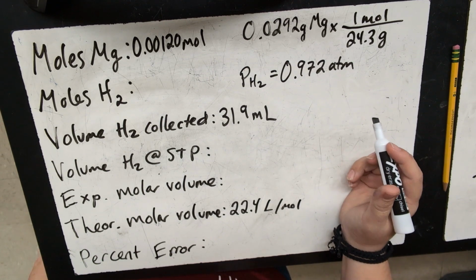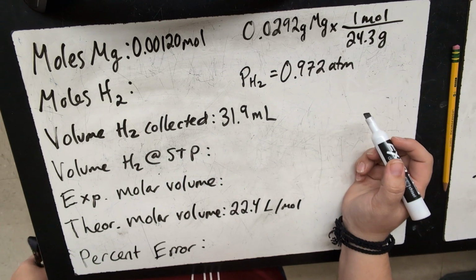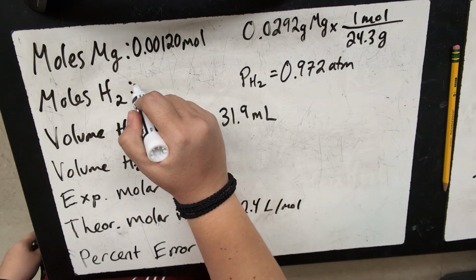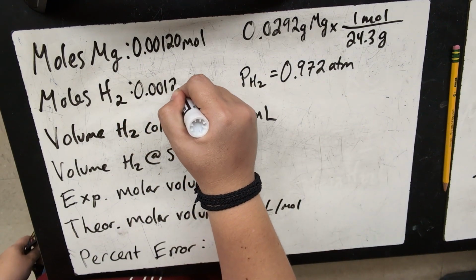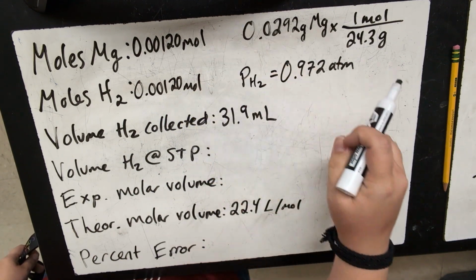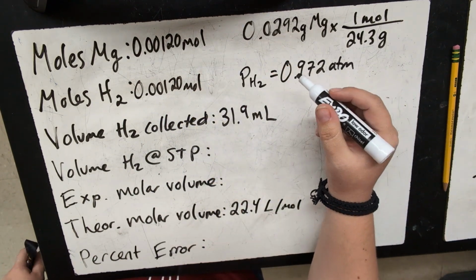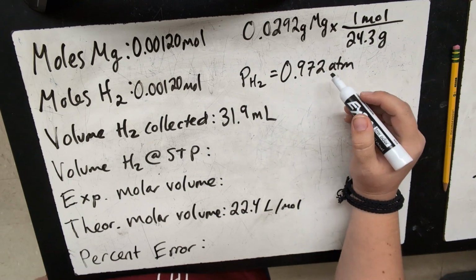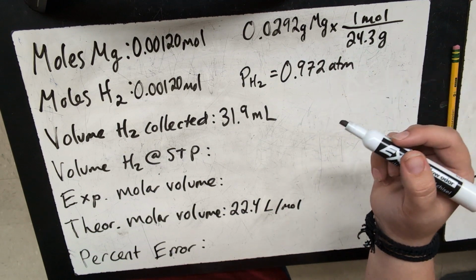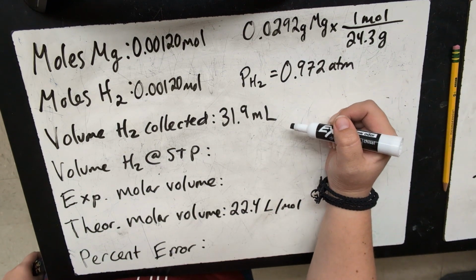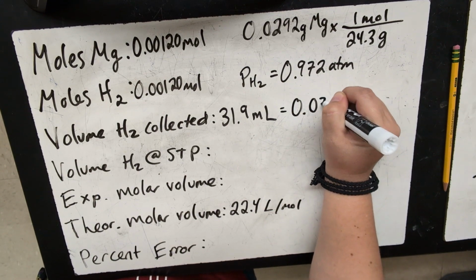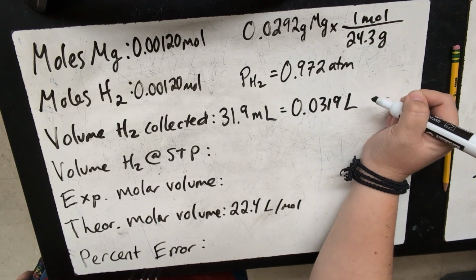And for every 1 mole of magnesium that reacts, 1 mole of hydrogen gas is produced, which is nice. So we have the same moles for hydrogen. And we already found the pressure of the dry hydrogen gas was 0.972 atm. And then in the eudiometer, we collected 31.9 milliliters, which is the same thing as 0.0319 liters.